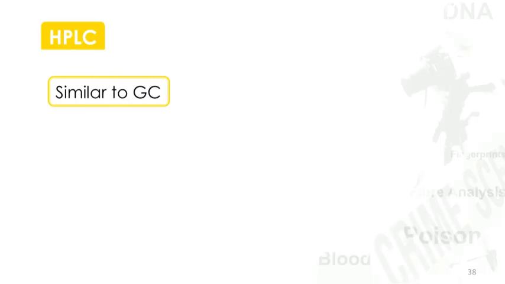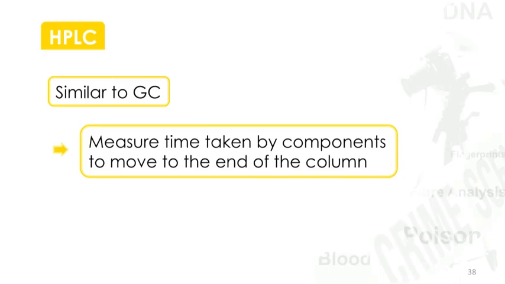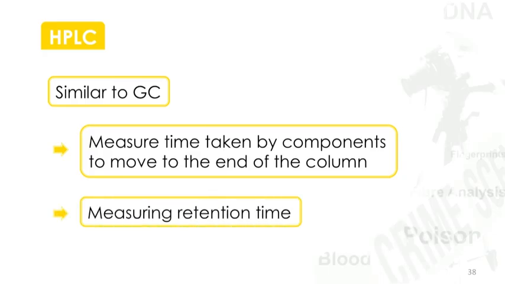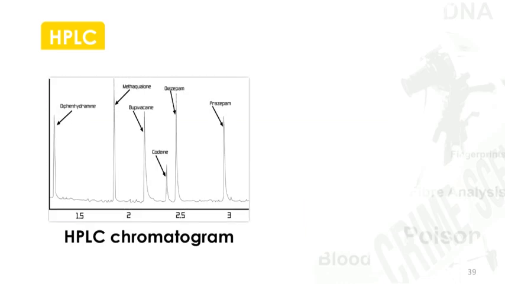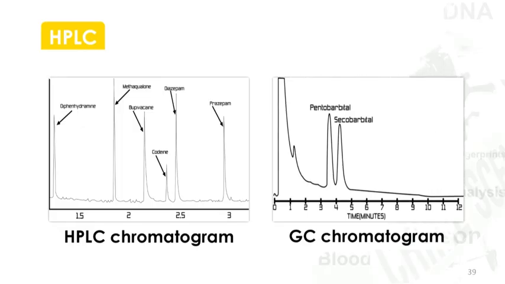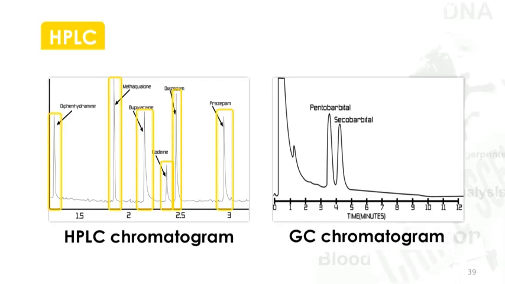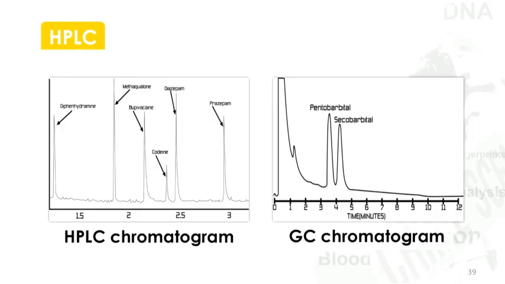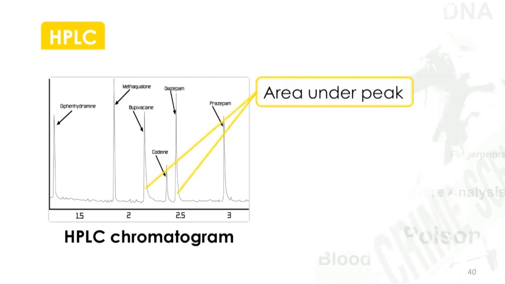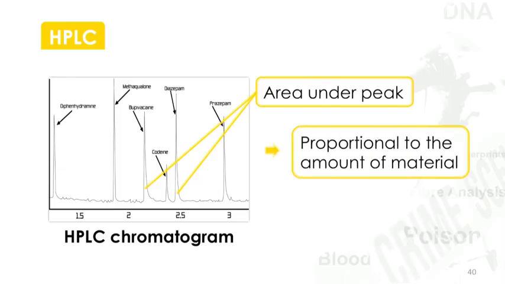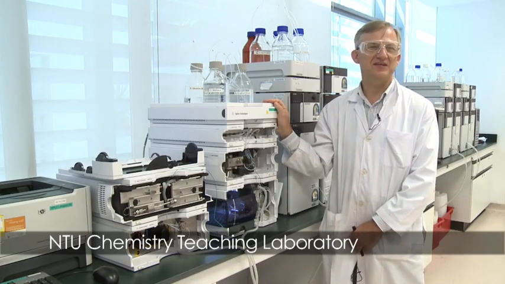Like GC, with HPLC, we are measuring the time it takes for each individual component to get from one end of the column to the other end of the column. So once again, we are measuring retention times. So the output, the data that you get from an HPLC, the chromatogram, does look rather like the chromatogram that you get from a GC, with these sharp peaks appearing, one for each component. And you can see from this chromatogram that HPLC tends to give well-resolved, sharp peaks, so you can easily separate and resolve many different compounds. Just like GC, HPLC can also be quantified. So the area under the peak for a particular component, once again, is proportional to the amount of that component present in the mixture.